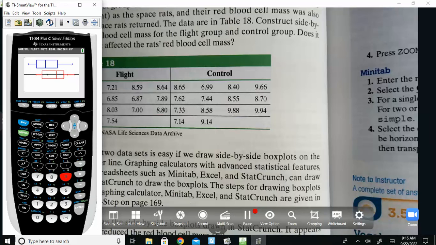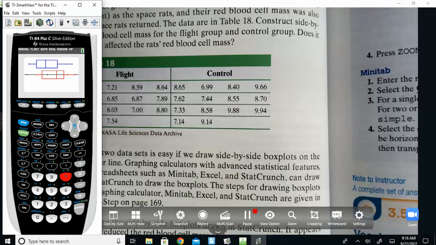Stat plot. Plot one. Turn it on. Draw the box plot. Plot 2. Turn it on. A box plot. Looks like that's true.